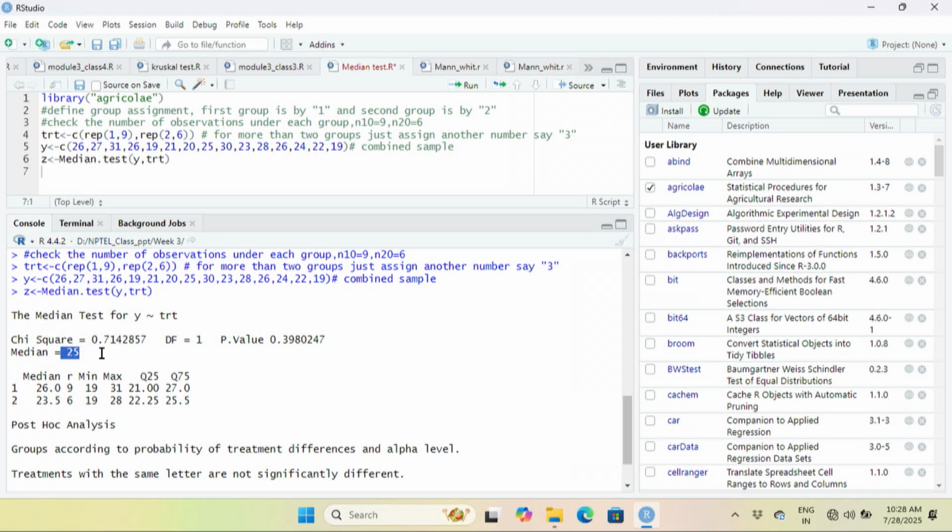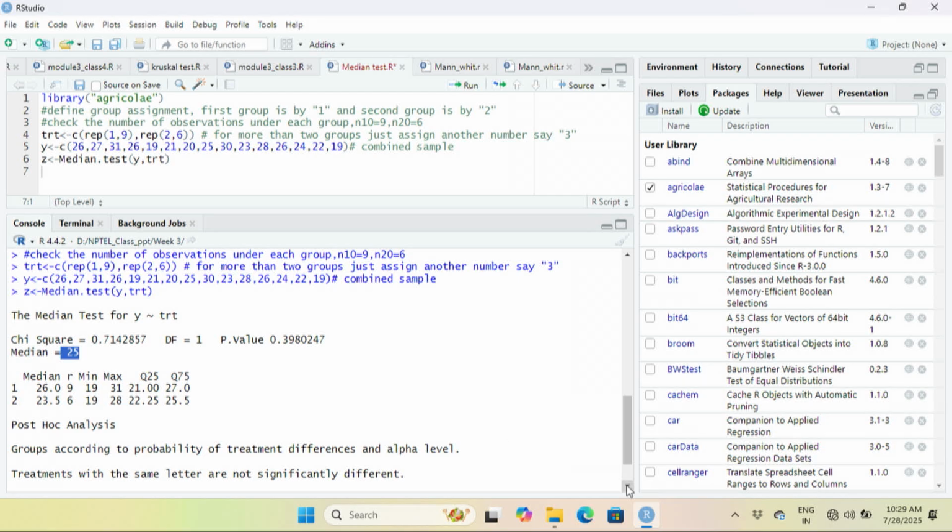Median is 25 means the median of the combined sample. We have already seen that the combined sample median is 25. Not only that, it will give you the group-wise 5-point summary: median, number of observations, minimum, maximum, first quartile and the third quartile, so that you can check the distribution of the two different groups. Clear? So you can figure it out individually as well.